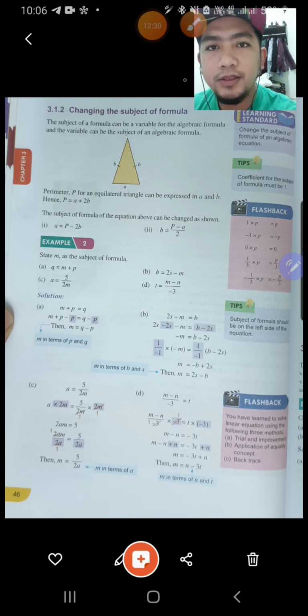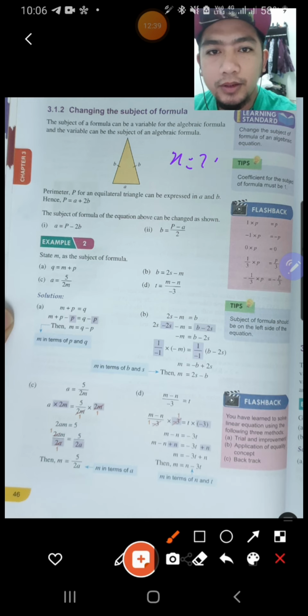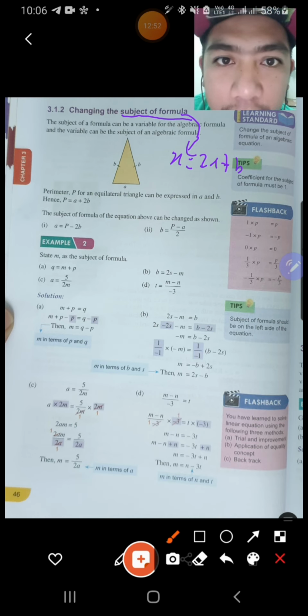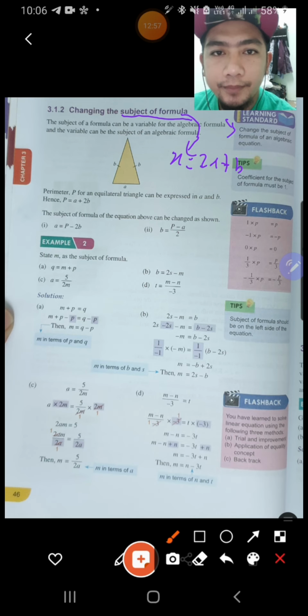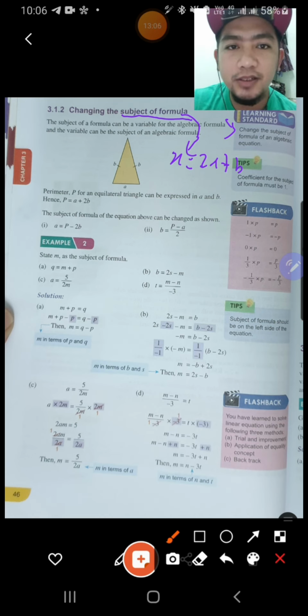So remember what the subject of formula is. Let's say x equals a plus b. So this one is the subject of formula. Before that, the learning standard for this subtopic is this one: change the subject of formula of an algebraic equation.